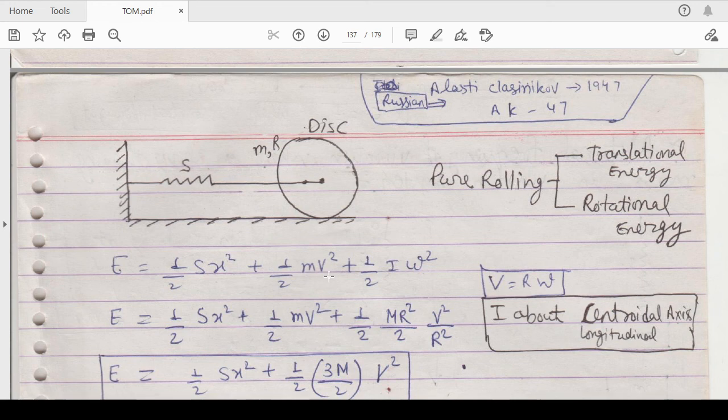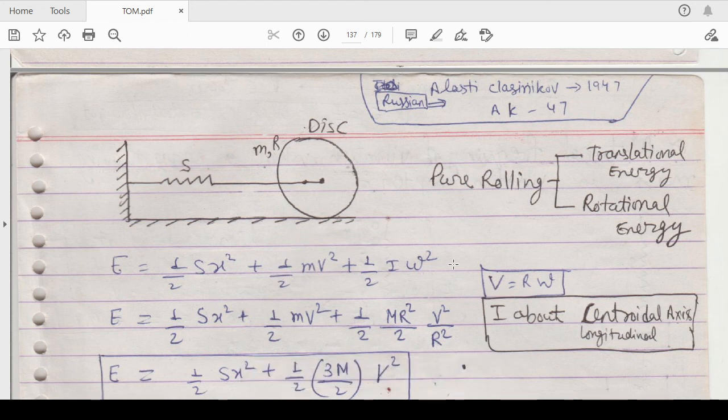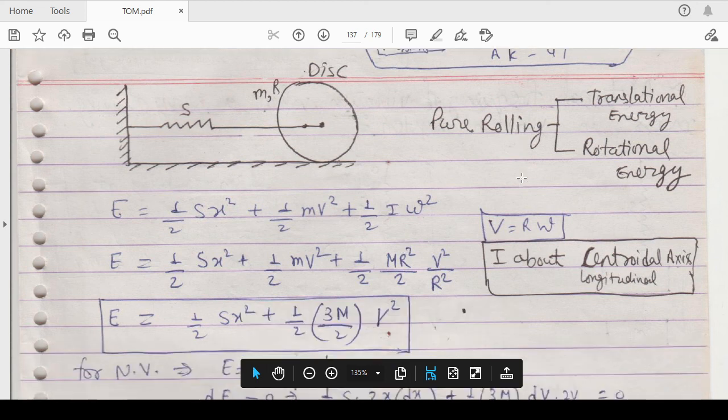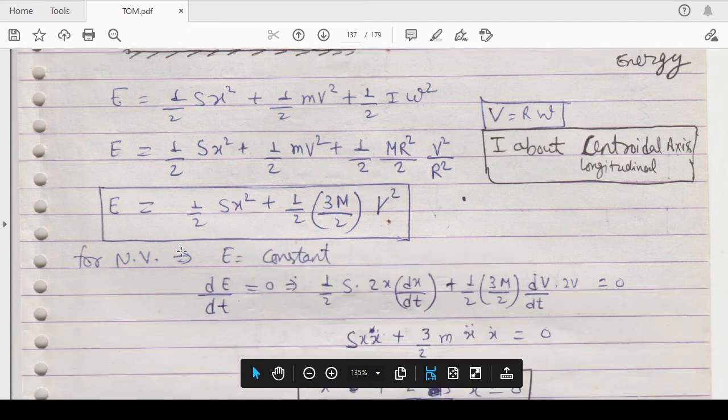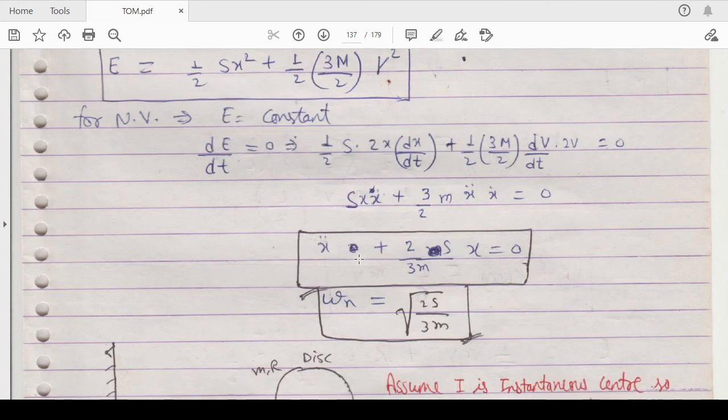Now if you calculate for this particular vibrating system, the potential energy for the system will be half s x square, while the energy for the disk movement is half mv square kinetic energy and half I omega square, that is due to your rotational energy due to pure rolling. Then your equation will be like this. If you add up these three terms, for the natural vibration E should be constant, as we have discussed before. So the differentiation of energy E with respect to time t will be equal to 0.